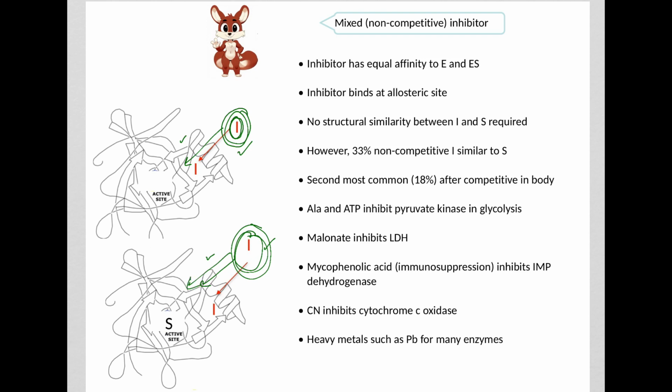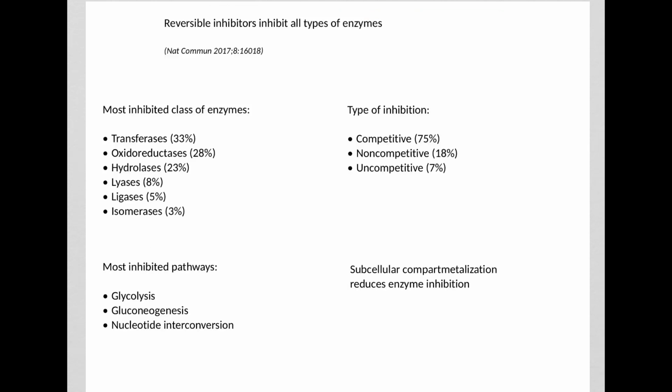If the inhibitor has equal affinity to the free enzyme and the enzyme substrate, then we call that type of mixed inhibition a non-competitive inhibition, or the inhibitor is a non-competitive inhibitor. So remember, after competitive inhibition, a non-competitive inhibitor is the second most common type of inhibition that we see in the human body.